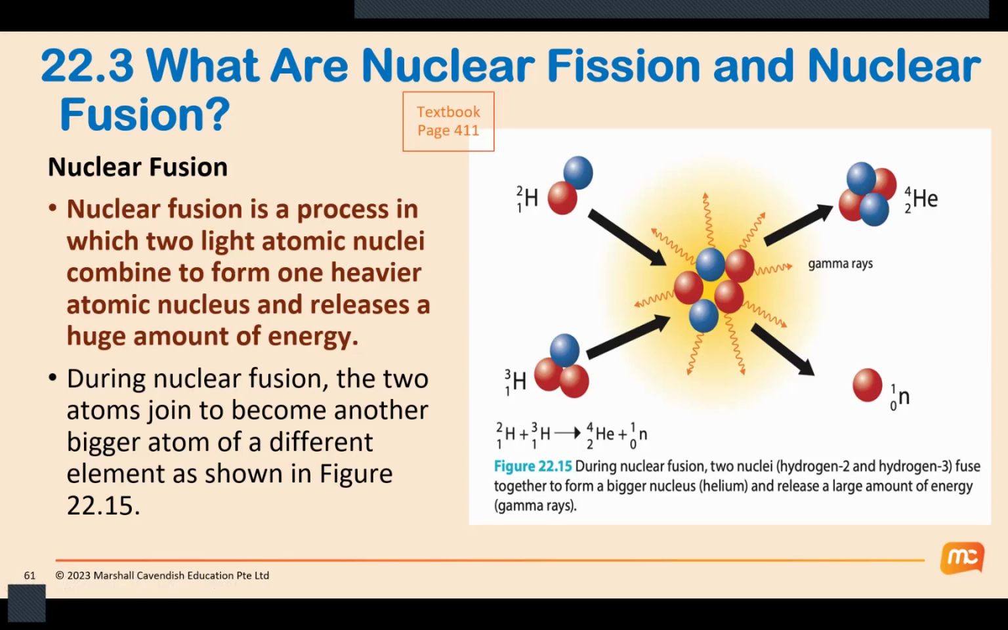Nuclear fusion, from the word fusion, means two smaller atoms combined to form a bigger atom. So the exact definition of nuclear fusion is as follows. Nuclear fusion is a process in which two small or light atomic nuclei combine to form a bigger and heavier atomic nucleus. And in the process, it also releases a large amount of energy. So you can see hydrogen-2 and hydrogen-3 combined together to give you a helium nucleus together with one neutron. Two smaller hydrogen nuclei become a bigger one, helium.